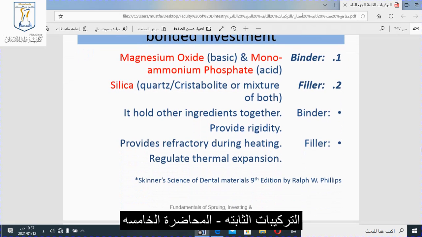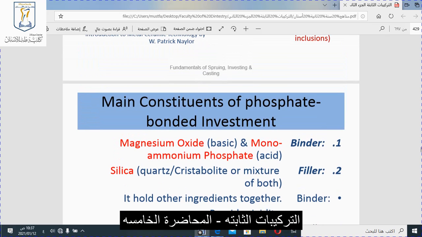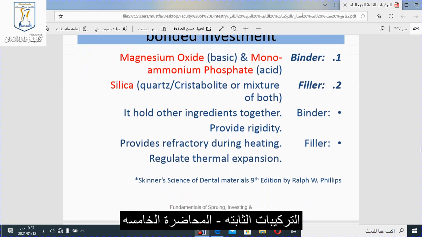So the main content is still the binder, magnesium oxide and ammonium phosphate. The filler is silica, quartz or cristobalite, or a mixture, because sometimes we use a mixture to limit this type of expansion. When we have high expansion with quartz or cristobalite, we have to compensate for shrinkage expansion, which is done by the manufacturer.